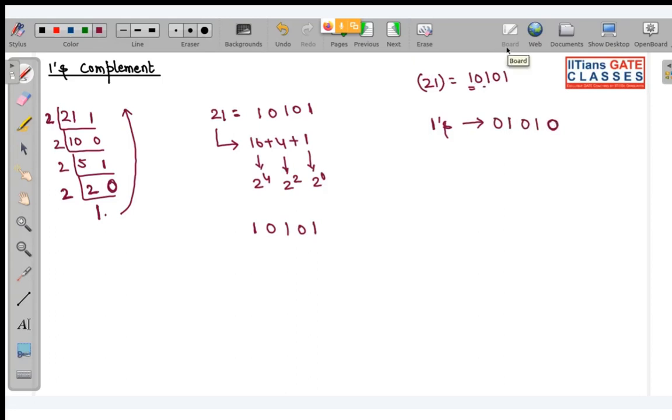But do we know why we complement this bit by bit? Can anyone tell me the reason for that? Why do we complement? You people might have studied this.